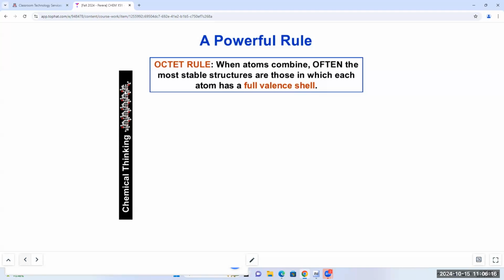However, I want to mention this right now. Even though we call this a powerful rule, it's one of the lamest rules. The reason is that, strictly speaking, there are only 4 elements in the periodic table that always follow this rule. And those 4 elements are carbon, nitrogen, oxygen, and fluorine. All the other elements can violate this octet rule if they have to.